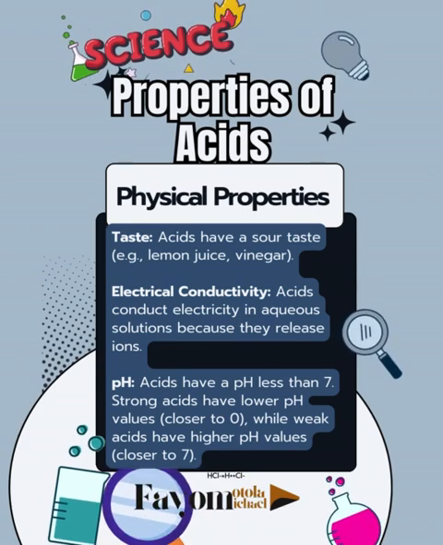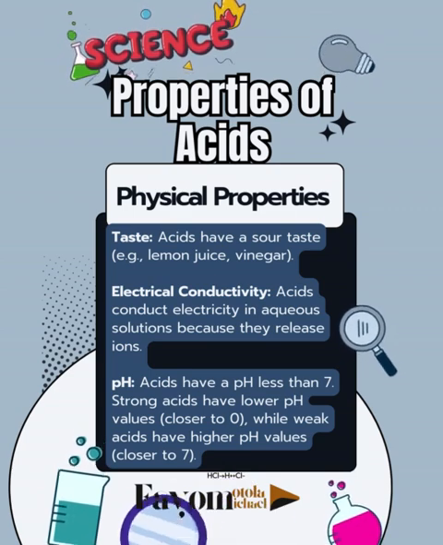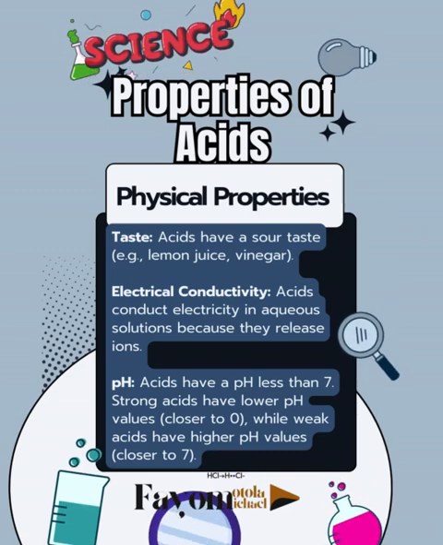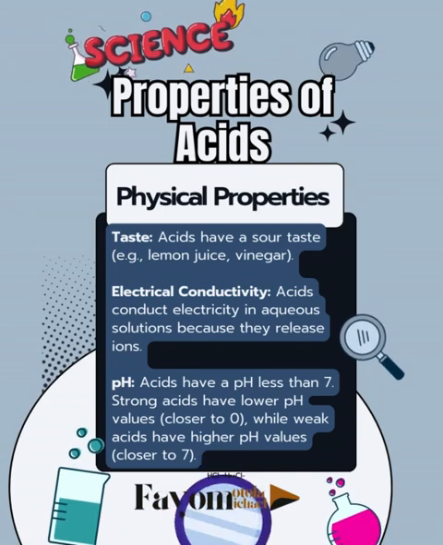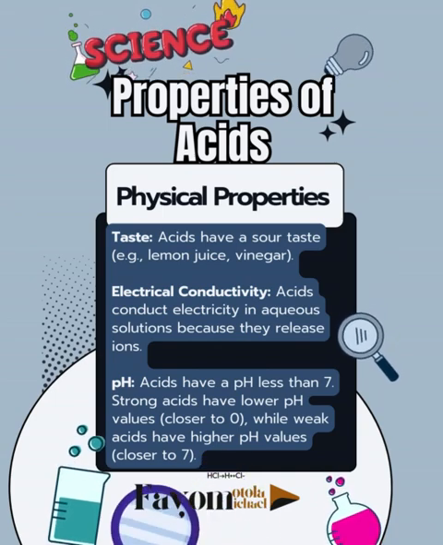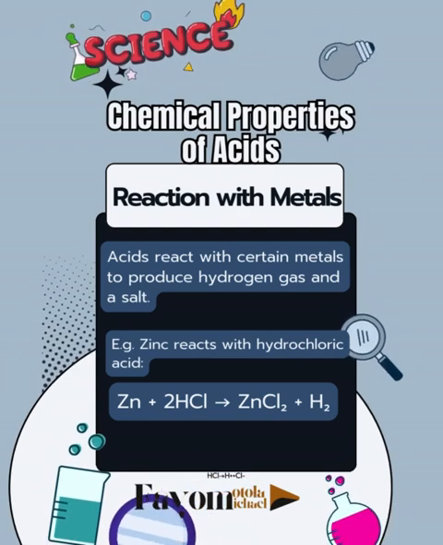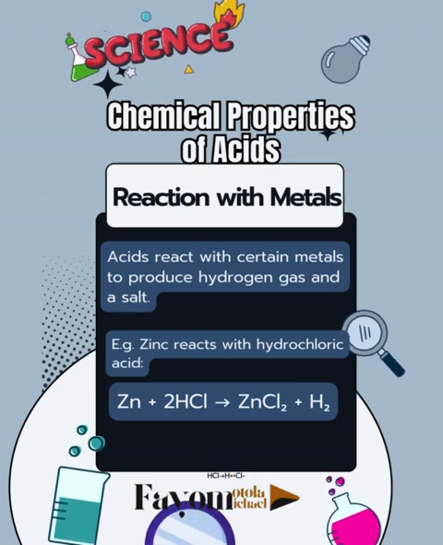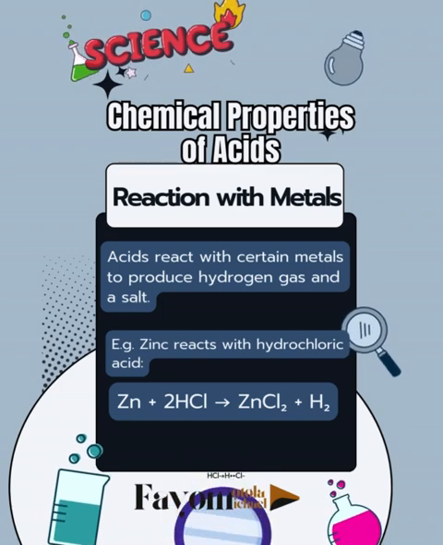Acids have a sour taste. They conduct electricity in aqueous solution by releasing ions. Acids have pH less than 7. Strong acids have lower pH, close to 0, while the weak ones have pH close to 7. What are the reactivity or chemical properties? 1, they react with metals to form hydrogen gas. In the case of zinc reacting with hydrochloric acid to release hydrogen gas to the atmosphere.